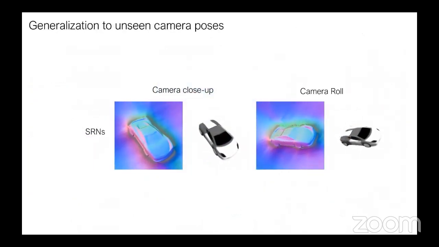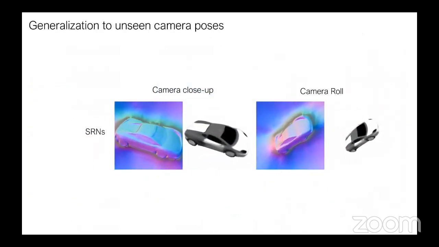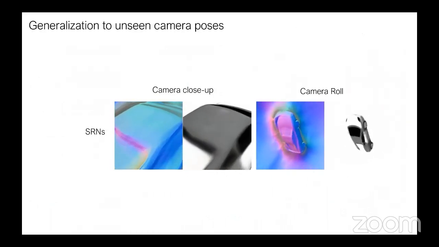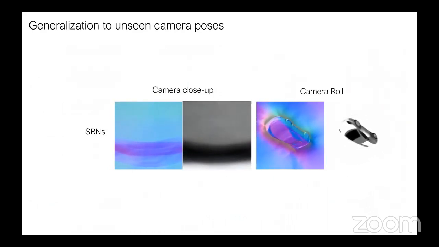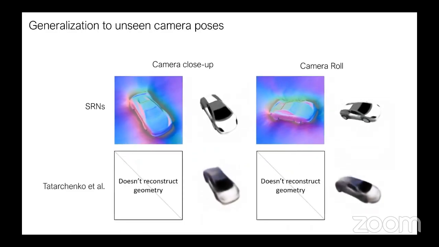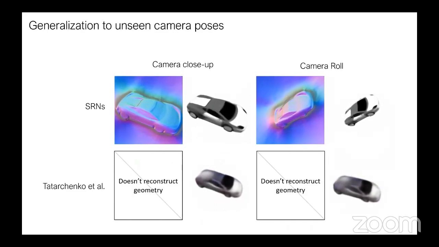Scene representation networks allow you to generalize to completely unseen camera perspectives. This model has never seen a car up close or a car on its head, yet extrapolates to these camera perspectives perfectly. Trying the same thing with a convolutional neural network fails completely, as the training set does not have any support for these camera perspectives.